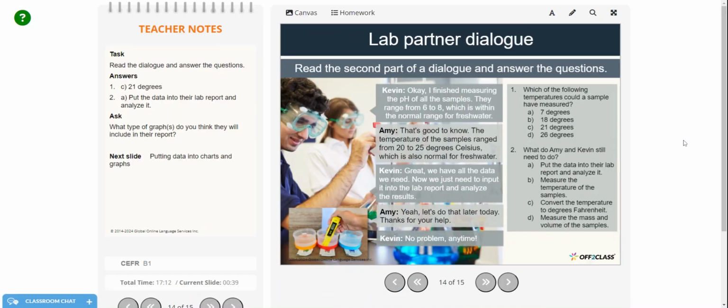Right, so which of the following temperatures could a sample have measured? So they said it was between 20 and 25 degrees. So C, 21 degrees would be a possible reading. And what do Amy and Kevin still need to do? They still need to put the data into their lab report and analyze it.